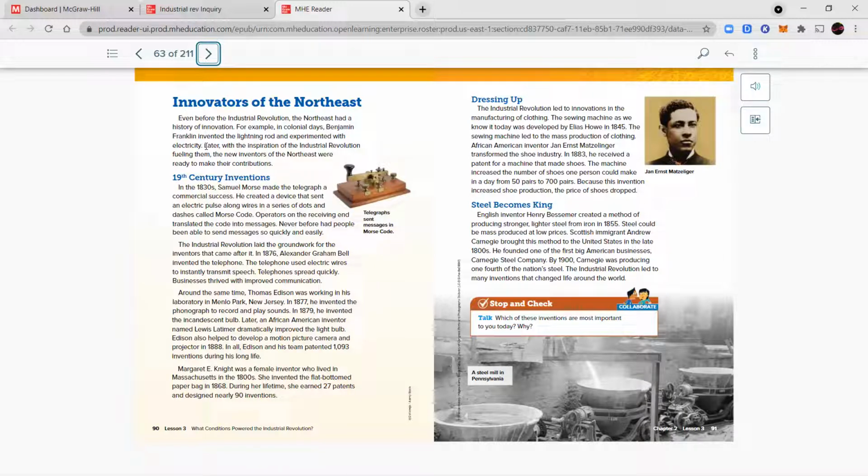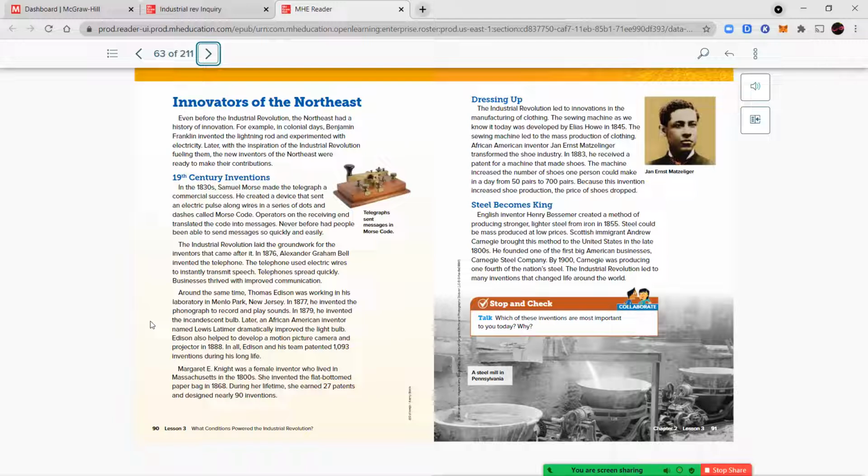The Industrial Revolution laid the groundwork for the inventors that came after it. In 1876, Alexander Graham Bell invented the telephone. The telephone used electric wires to instantly transmit speech. Telephones spread quickly. Businesses thrived with improved communication. Around the same time, Thomas Edison was working in his laboratory in Menlo Park, New Jersey. In 1877, he invented the phonograph to record and play sounds. In 1879, he invented the incandescent light bulb.